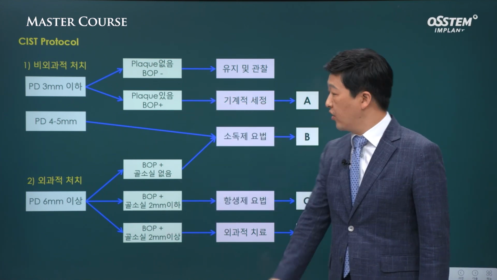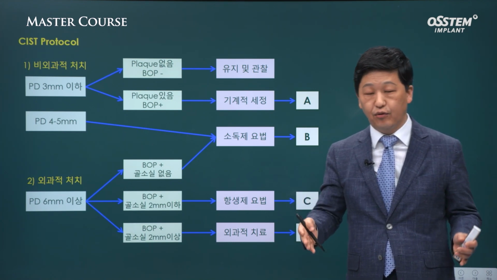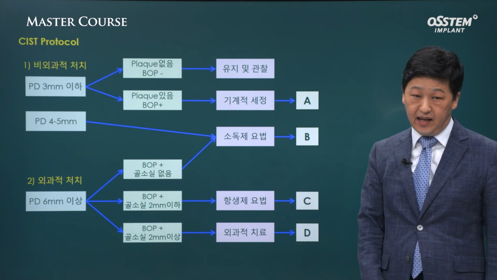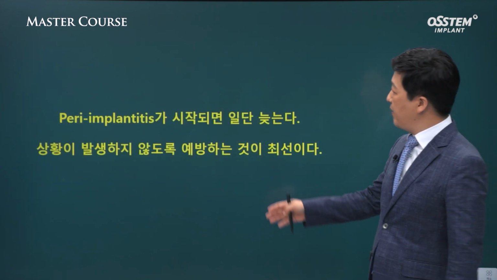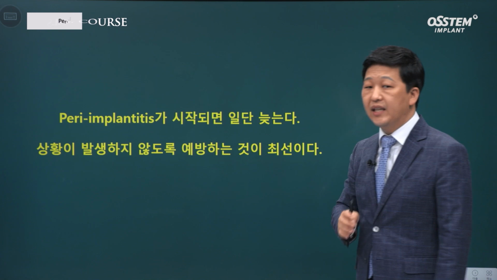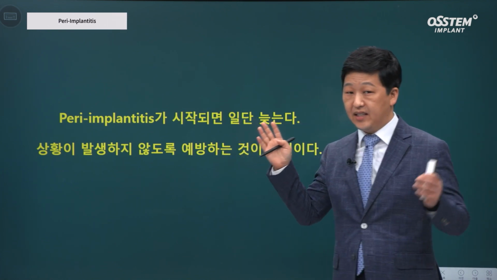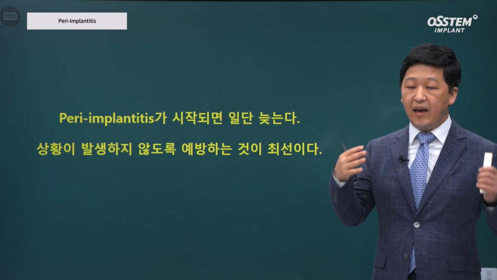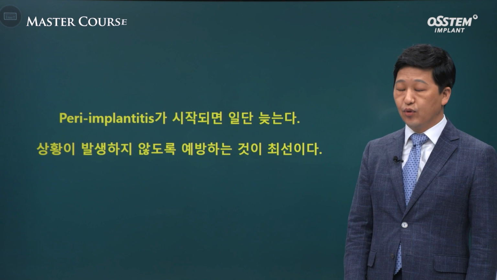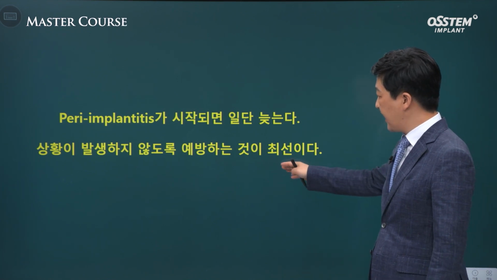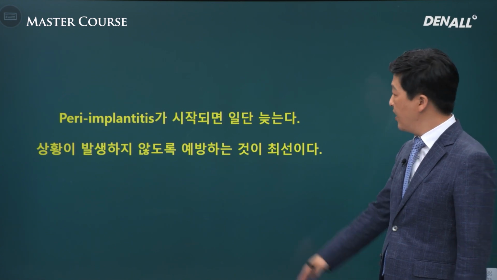CIST protocols A, B, C, D can be used to treat patients with peri-implantitis. Fundamentally, once peri-implantitis symptoms start to show, it is too late. We need to make sure that peri-implantitis does not progress ahead of time, and we need to make sure such an environment is provided. That is the best. Prevention is the best policy.